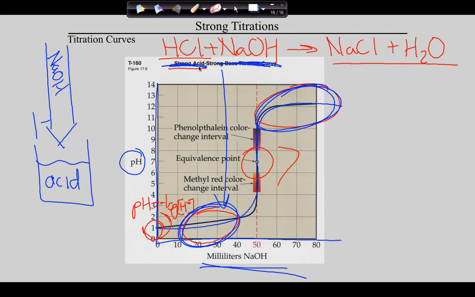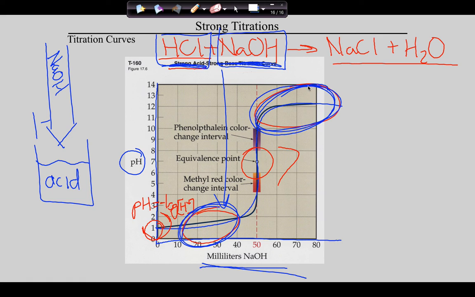Let's say that again. So before equivalence, we have not neutralized all the acid. So the pH is determined by the amount of HCl that has not yet been neutralized. So how do we figure out how much HCl hasn't been neutralized? Guys, the answer is this. Figure out how many moles of this we start with, subtract from that how many moles of that we've added, and the difference between the two is the unneutralized HCl. Convert that into a molarity and take the negative log, and that gives us the pH. Is that okay?